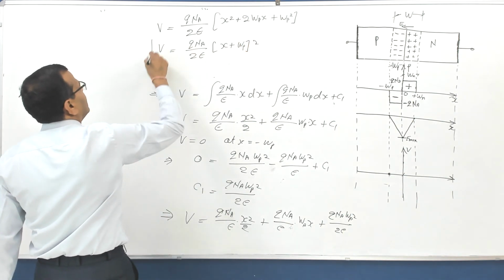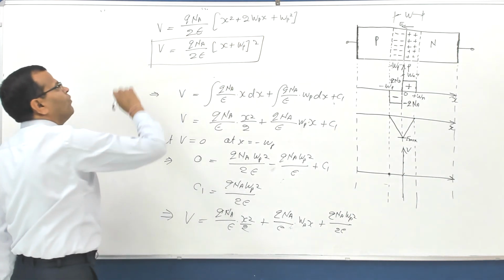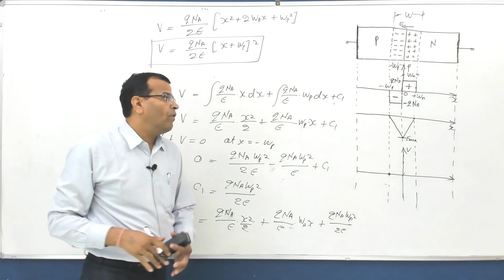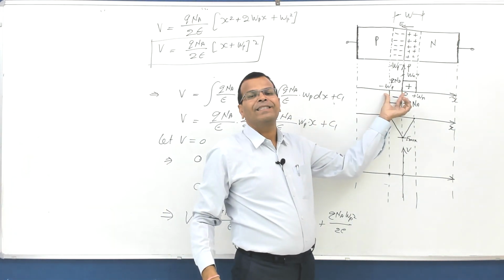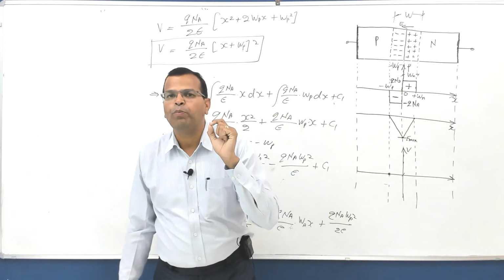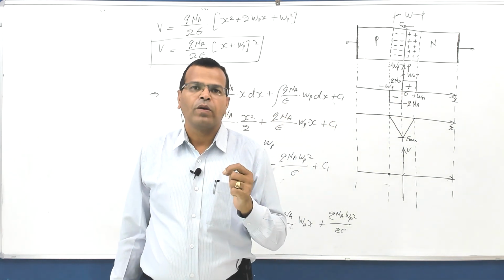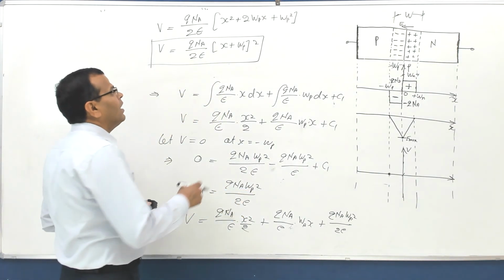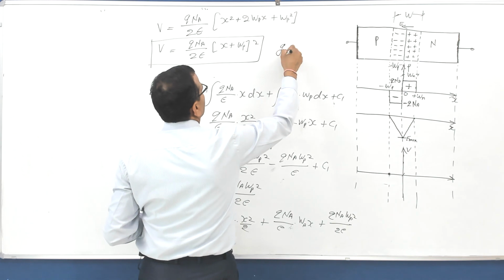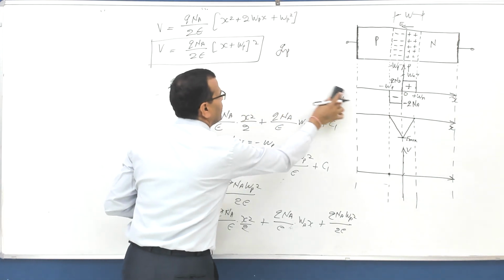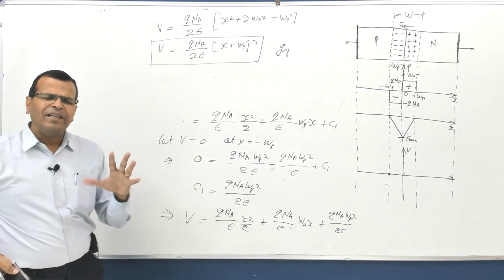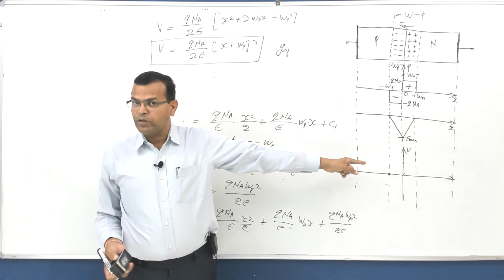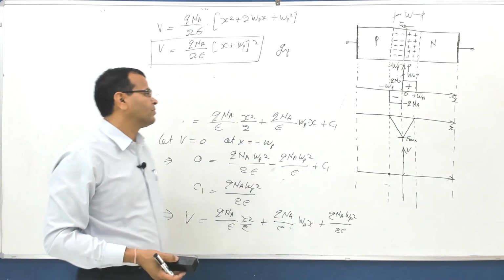That is the expression of V for this region, that is x equal to minus WP to x equal to 0. That is the variation. I won't say this is important, but you should remember it if possible. As far as the exam is concerned, there is least possibility of a direct question on this. There can be a 1 mark question on the figure.